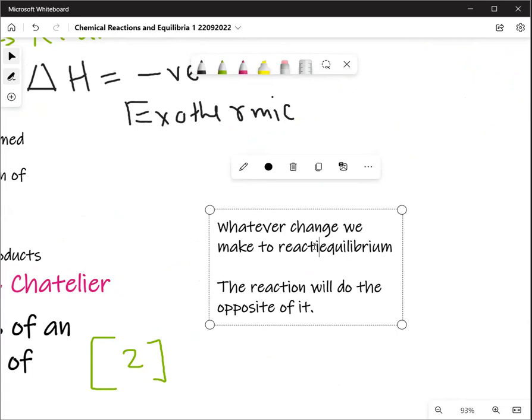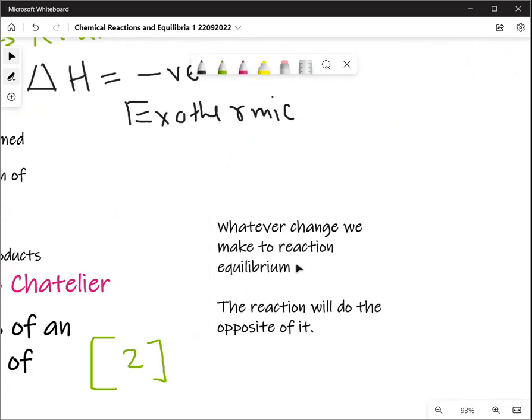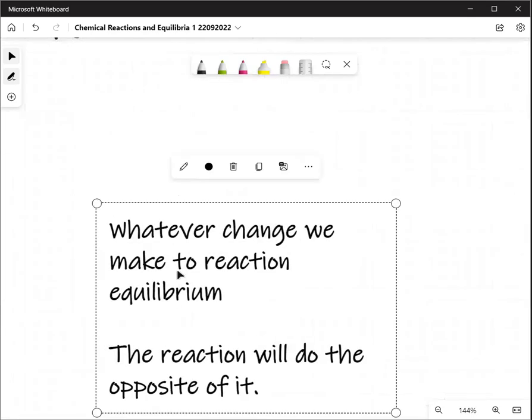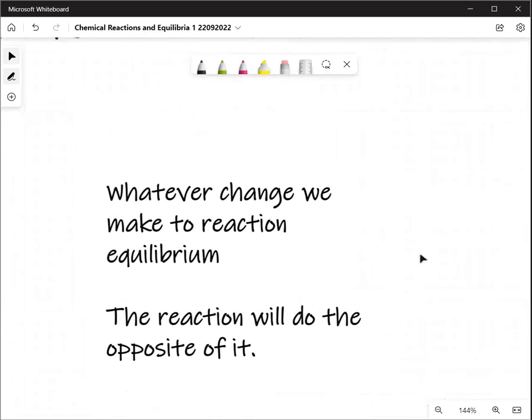Now write this in your notebook. This part. Whatever change we make to the reaction equilibrium, the reaction will do the opposite of it. Read it one more time. Write it in your notebook. Whatever change we make to the reaction equilibrium, the reaction will do the opposite of it.